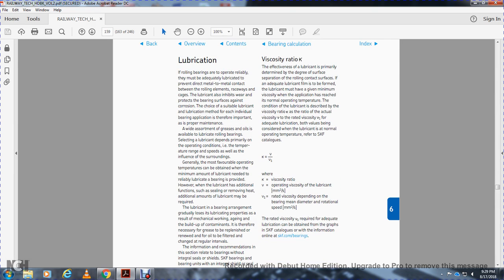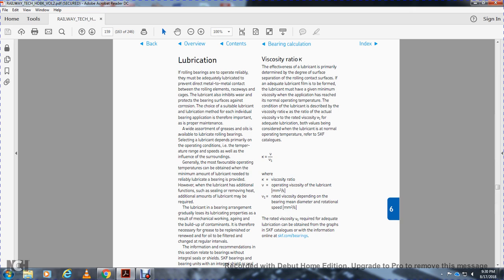Viscosity. The effectiveness of the lubrication is primarily determined by the degree of surface separation over the rolling contact surfaces. An adequate lubricating film must form, so the lubricant must have a minimum viscosity at normal operating temperature. The condition of lubrication is described by the viscosity ratio kappa, the ratio of actual viscosity to the rated viscosity ν1 needed for adequate lubrication. For normal operating temperature, refer to the SKF catalog.